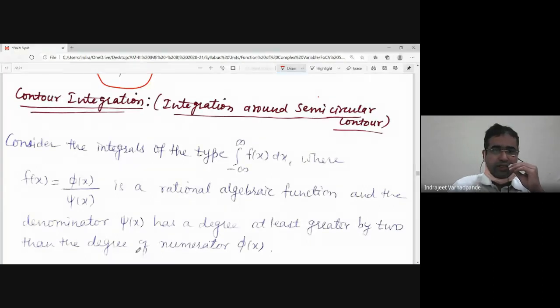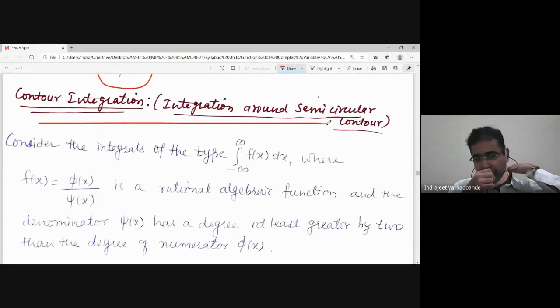So in this lecture, we will be talking about contour integration, that is integration around a semicircular contour. In the earlier part of this topic, contour integration, we have discussed the contour integration around a unit circle. When I say that the circle is a unit circle, it is obviously fixed that the equation of the circle will be mod z equal to 1.